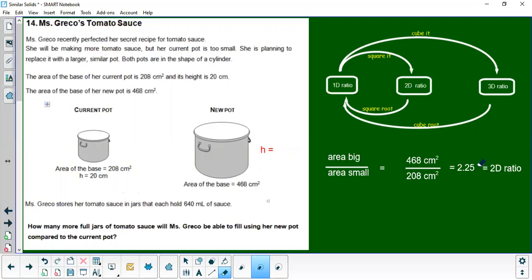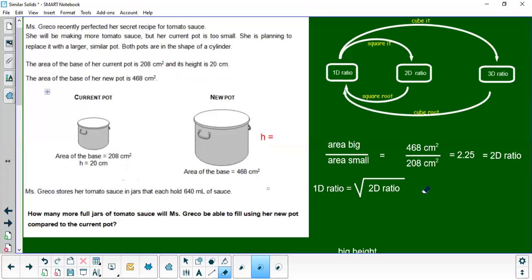And 2.25 is a nice number. How do I go from the 2D ratio to the 1D ratio? Take the square root. That's nice because 2.25 is a perfect square. Take the square root of the 2D ratio, and that will give me the 1D ratio. The square root of 2.25 is 1.5, so that's the 1D ratio.